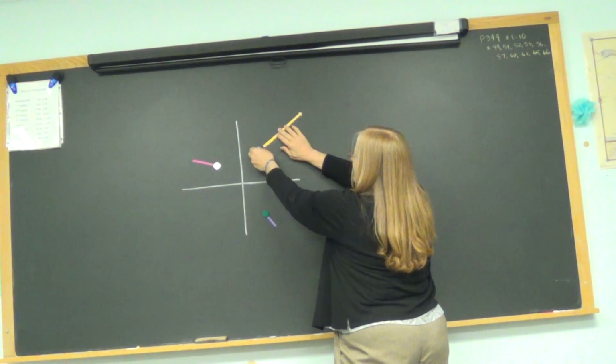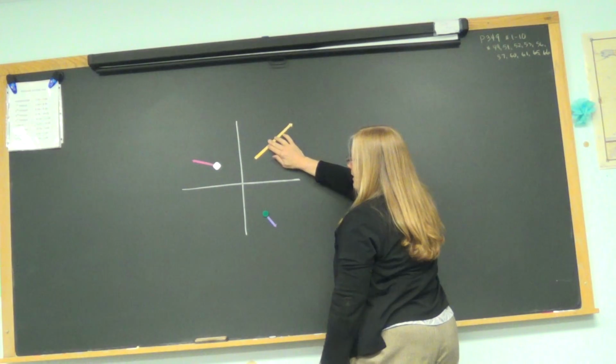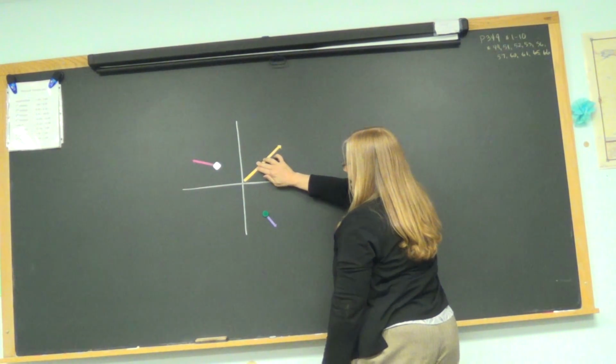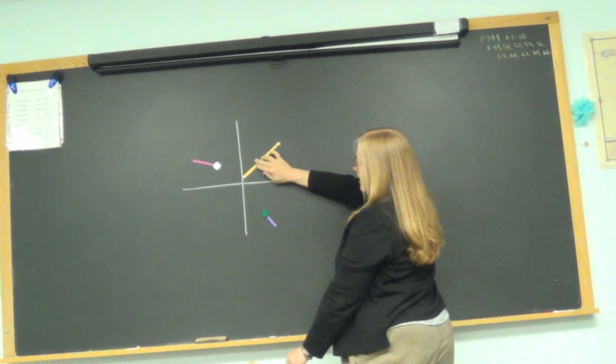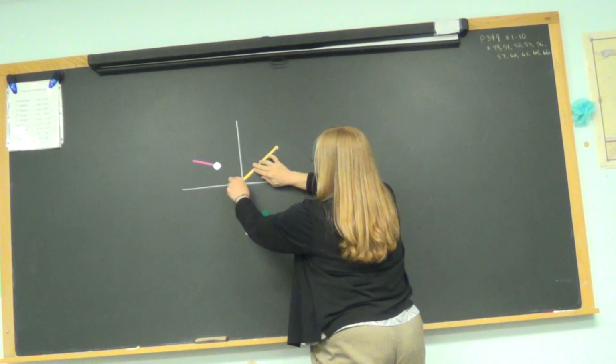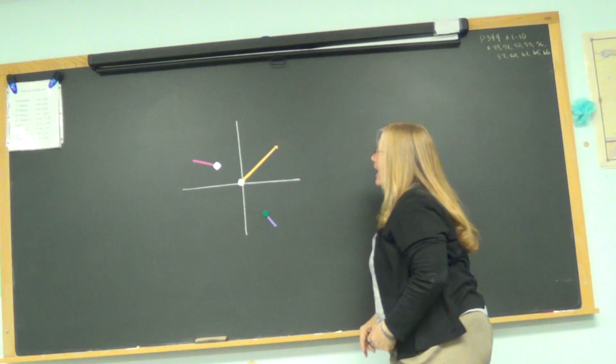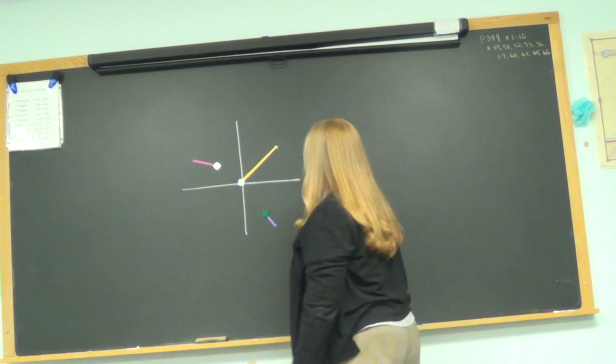So where do I want this vector? I want it at the origin. So I'm going to slide it from where it was, keeping the angle and the length the same, and put it down here at the origin. Now I have what's called standard position.